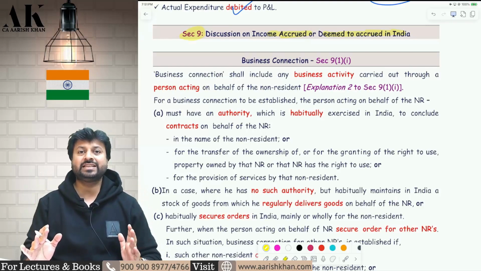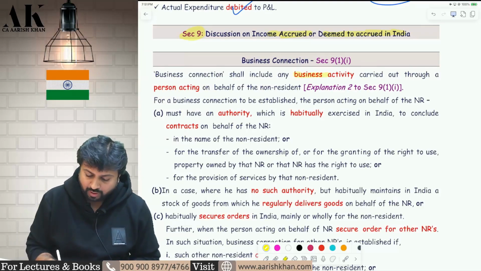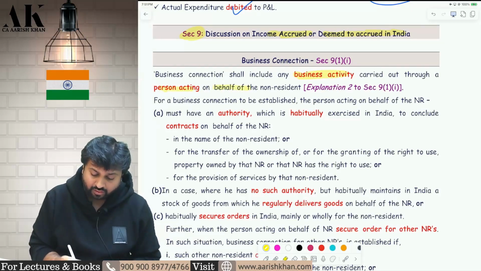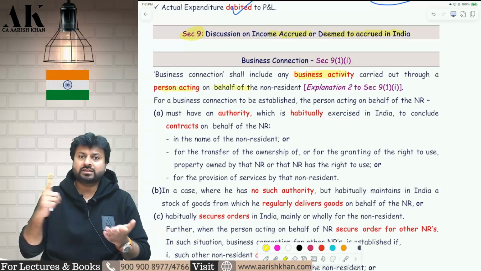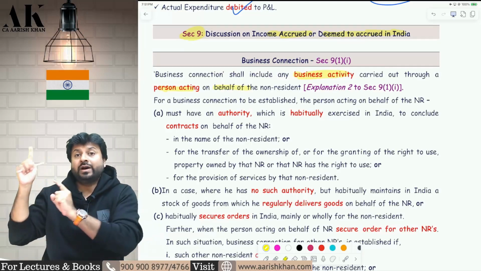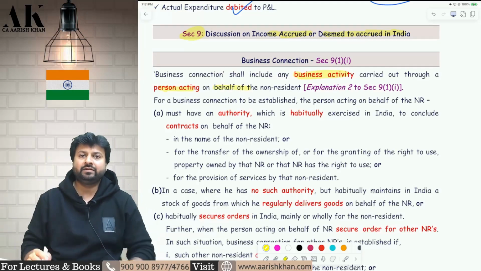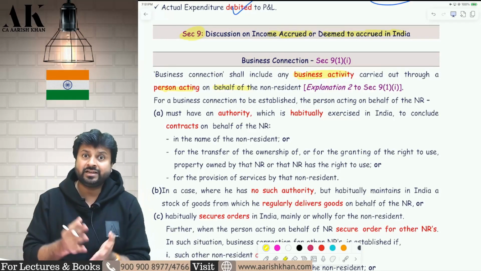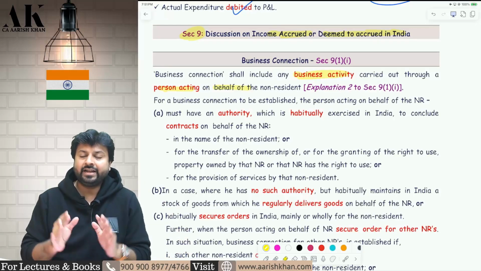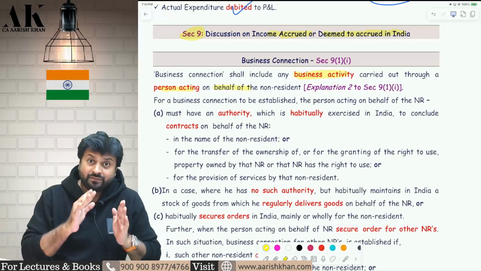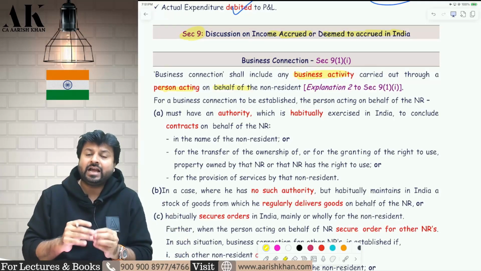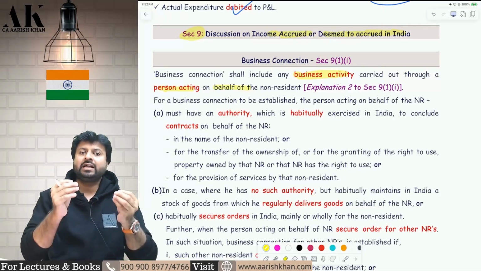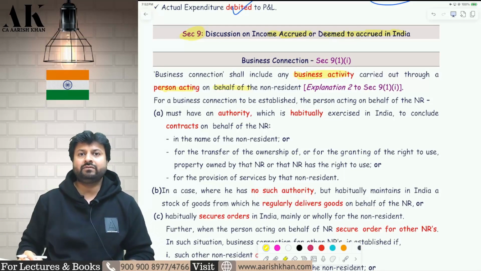So what do I mean by business connection? Business connection means the non-resident should engage in any business activity in India through a person acting on behalf of the non-resident. So if a non-resident has any person in India who is working on behalf of the non-resident, that activity will be called a business connection in India. It means if a non-resident has a branch in India, an office in India, a factory in India, you can say the non-resident is doing a business activity in India. There is some person doing some activity in India, so there is a business connection, and therefore the income will be taxable.